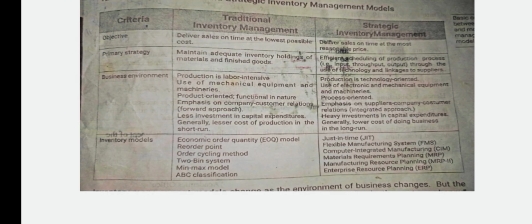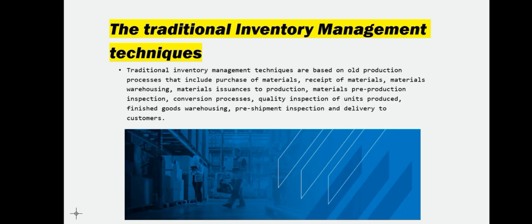The strategic inventory management part includes just-in-time, or JIT, which is about delivering the product on time, flexible manufacturing system, computer integrated manufacturing (CIM), materials requirements planning (MRP), manufacturing resources planning (MRP II), and enterprise resources planning. So let's go to the next slide.